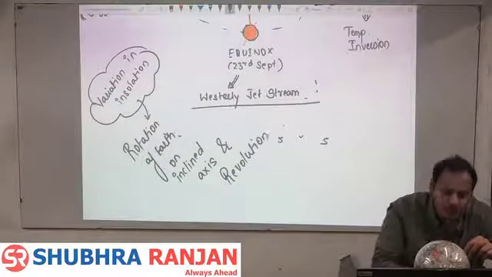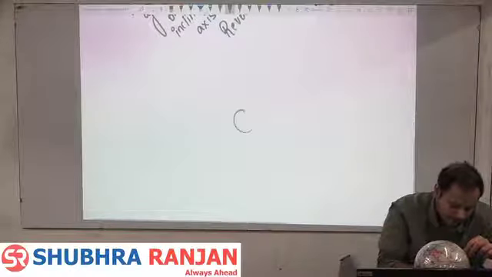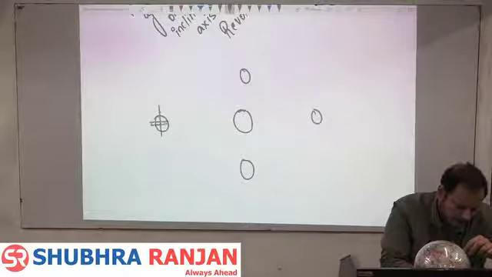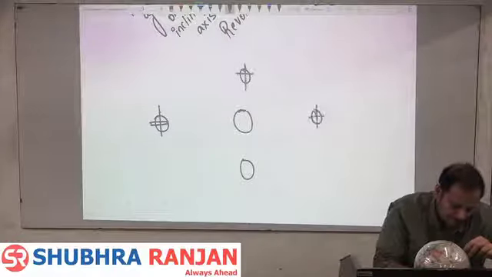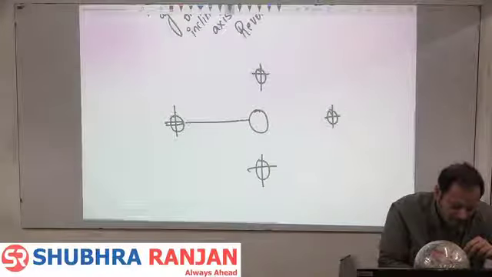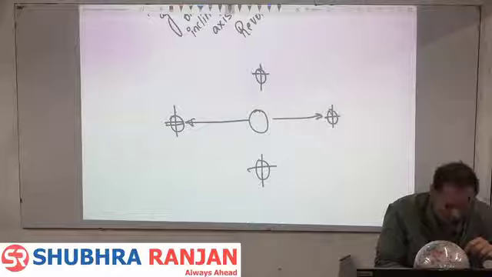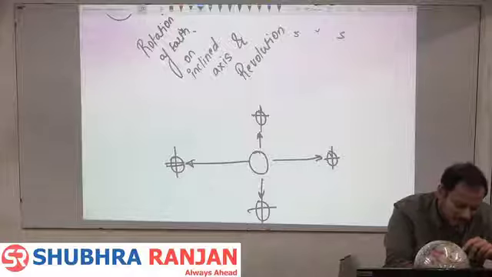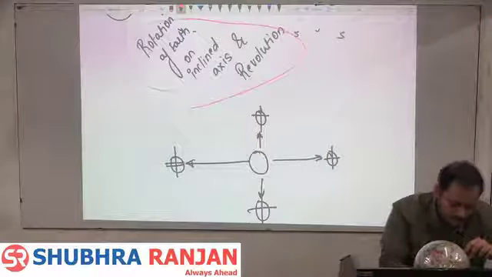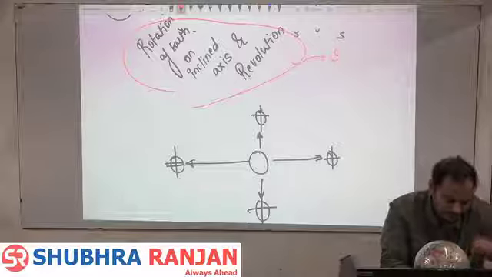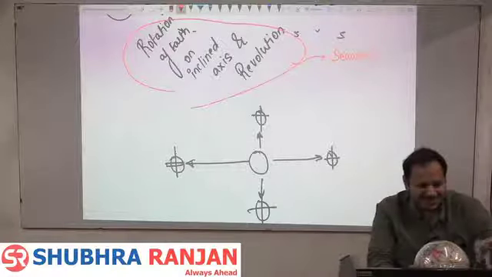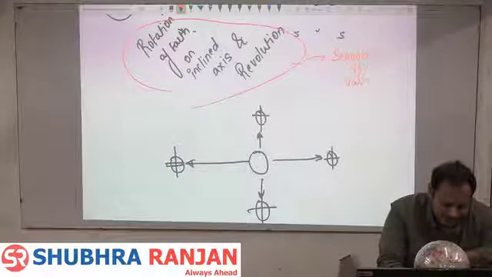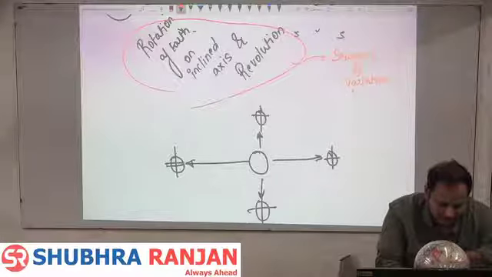Imagine, if the earth had not been inclined, and was straight north and south, the sun rays would always have fallen over the equator, here also over the equator, here also over the equator. So there would be no seasons, and the inclination is responsible for seasons. And seasons mean variation in the length of day and night.